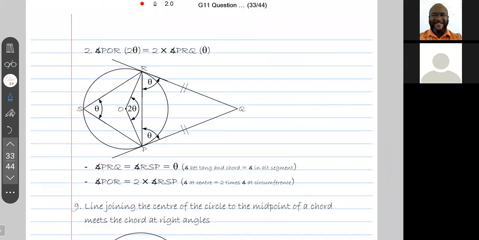Now, if I draw a line now connecting R and Q, remember now QRP, the triangle would be an isosceles triangle. The angle here, theta, and the angle here is also theta. The angle between the tangent and the chord at the point of contact is equal to the angle in the alternate segment. If the angle here is theta, the angle here is 2 theta. The angle at the center is 2 times the angle at the circumference.